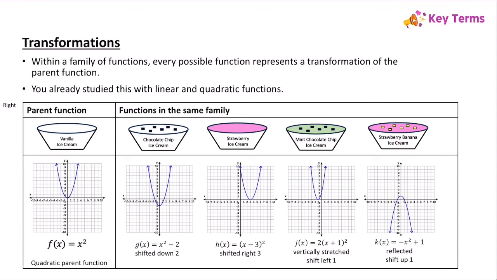Here I'm using quadratics as an example. We can take the quadratic parent function, f of x equals x squared. We can shift it down 2, right? That's one transformation. We can shift it right 3. Or we can make more than one transformation, like vertically stretch it, shift it left 1, reflect it, and shift it up 1. We can do all sorts of things like that.